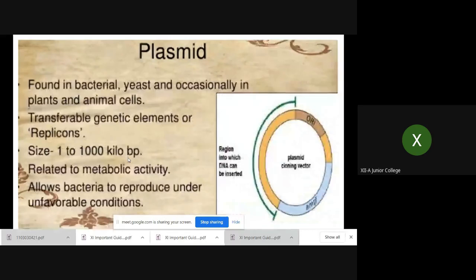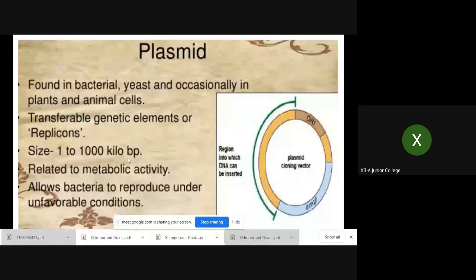Now this is the structure of plasmid, where you can remember a few more points. Plasmids are found in bacterial cells, yeast cells, and occasionally in plant and animal cells. Generally they are present in bacterial cells and yeast cells, and sometimes in plant and animal cells also, but their number is very rare in specific plant and animal cells. Then they are transferable genetic elements, also called replicons.